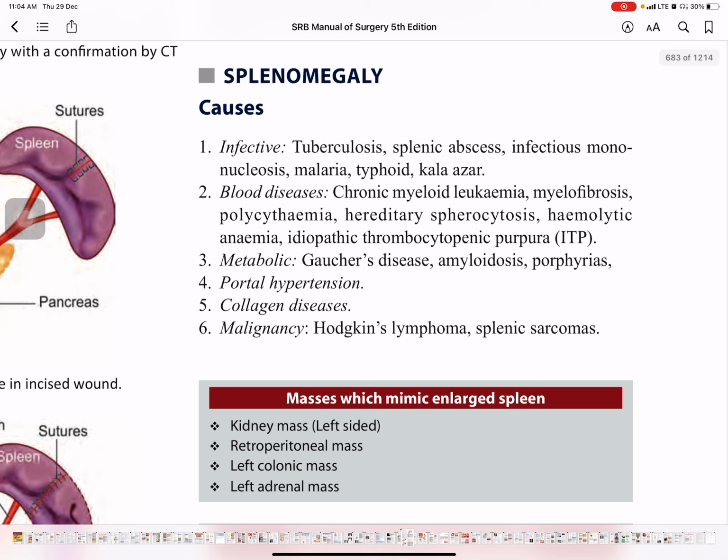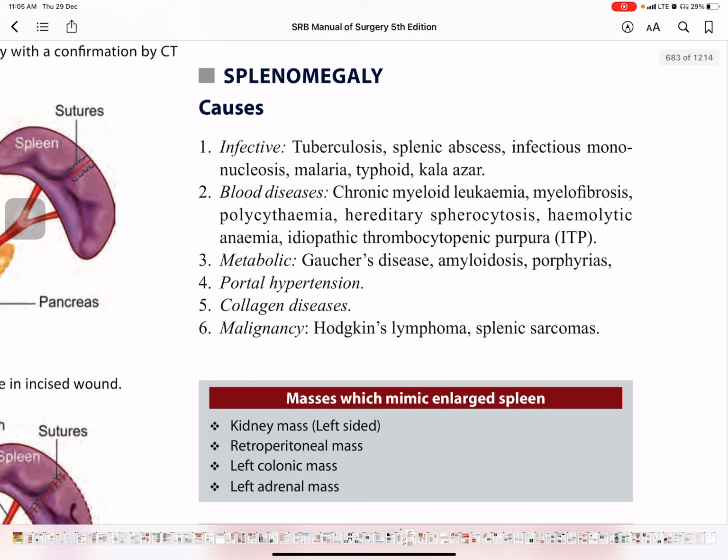Then we have blood diseases such as myelodysplastic syndrome, Hodgkin's lymphoma, leukemia, hemolytic anemia, hereditary spherocytosis. After that, we have malignancies such as Hodgkin's lymphoma, chronic myeloid leukemia, chronic lymphocytic leukemia, all those leukemias. Idiopathic thrombocytopenia is also there. Then we have splenic sarcomas, rare. So infection, blood, malignancy, abscess, important. Metabolic, like Gaucher's, Niemann-Pick, Gaucher's and amyloidosis. We have portal hypertension, more commonly left-sided. And then we have collagen diseases. These are the causes of splenomegaly.